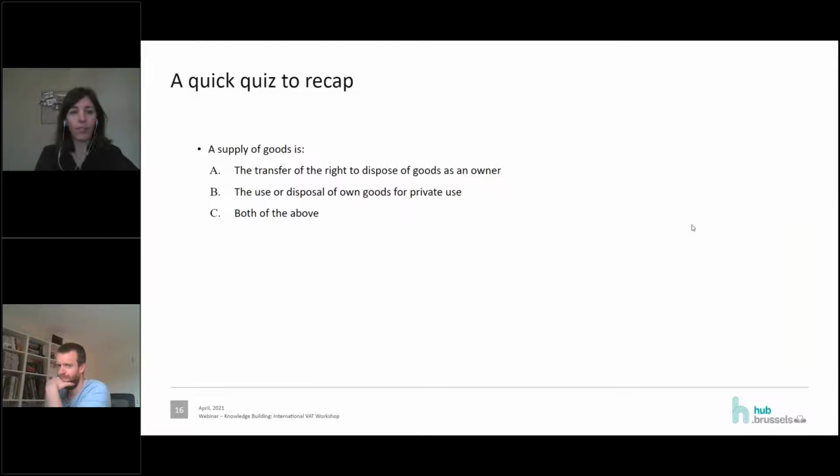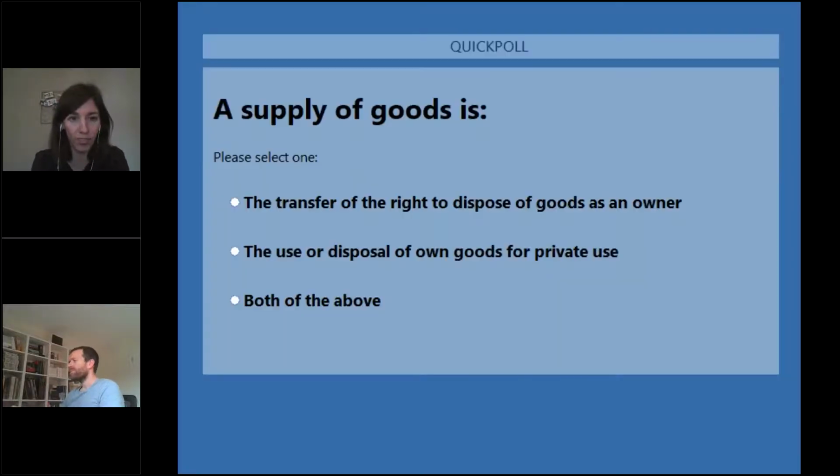Yes. This is simply the definition of a supply of goods, which we will deep dive into. Answer A, the transfer of the right to dispose of goods as an owner. Answer B, the use or disposal of own goods for private use. Or answer C, both of the above.